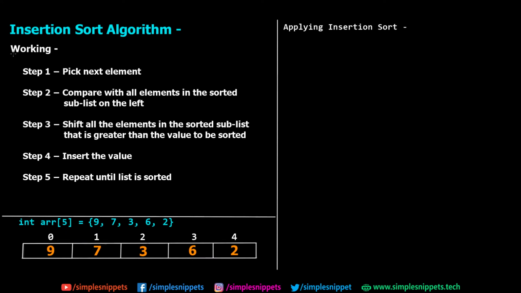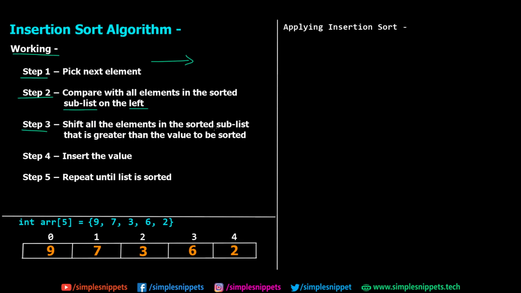So when it comes to the working of insertion sort, you have 5 simple steps if you put it in proper English. Step number 1 is pick the next element. You start from left to right. Step number 2 is you compare it with all the elements in the sorted sublist on the left. So you pick the next element and you compare it with all the elements to the left of that element, and to the left of that element will be a sorted sublist which will slowly build up. And if it is not making sense, you'll actually see when the working comes. So just hold on for a few minutes, you'll understand it very well.